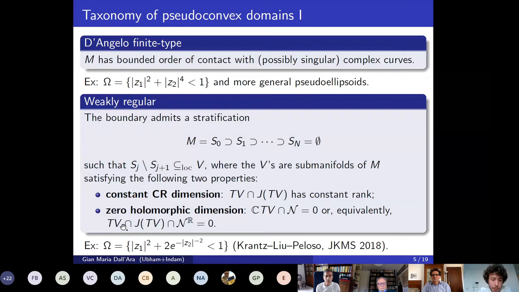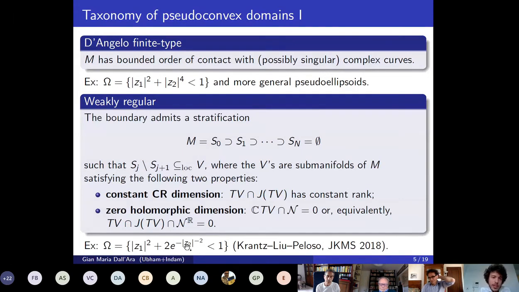And as I said, D'Angelo finite type implies weakly regular, but there are, of course, weakly regular domains that are not of D'Angelo finite type. This is a simple example. Elaborations of these examples appear in a paper by Kranz, Leo, and Peloso. In this case, again, there is a simple stratification because essentially the set of weakly pseudoconvex points is the same as in the case of the pseudo-ellipsoid.